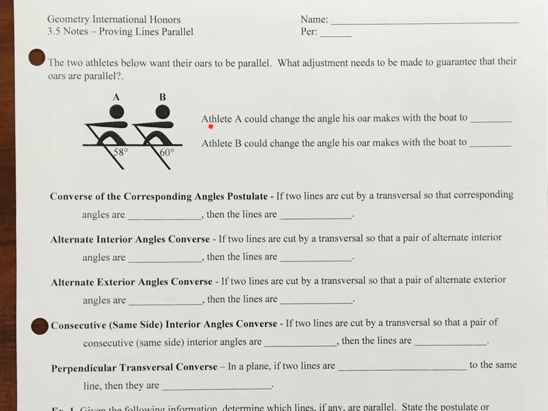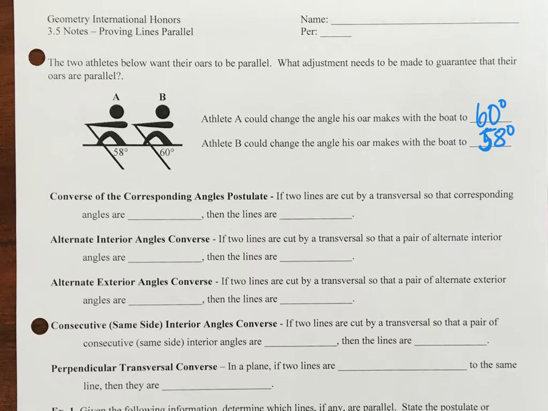Well, let's start with athlete A. Athlete A could make a minor adjustment here. What if athlete A just tilted his oar a little bit, so instead of a 58-degree angle, it were a, sorry, not 68, but a 60-degree angle? Well, that would mean these oars would have to be parallel. So athlete A could change his oar to a 60-degree angle, or we could take a look at athlete B. He could change his slightly and change his oar to a 58-degree angle.